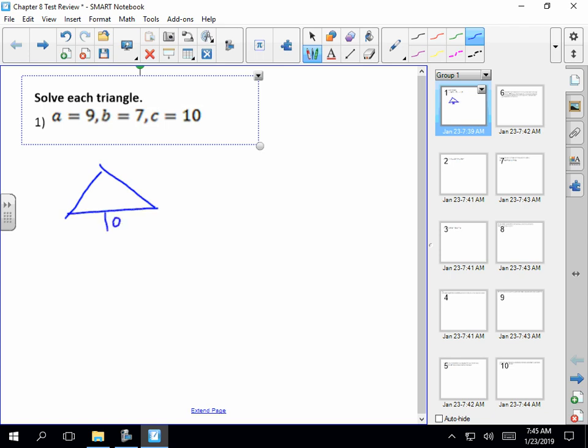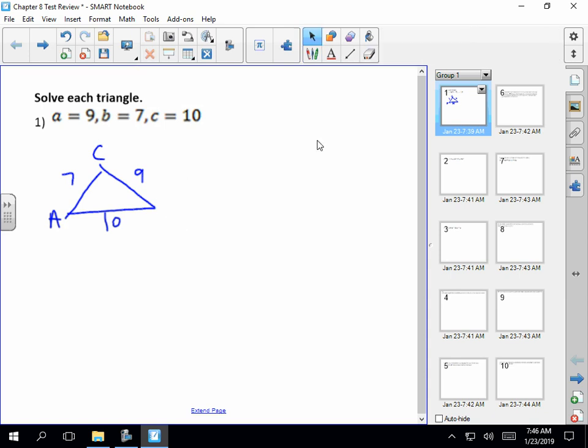So we could label this 10, 9, 7. Here's A. A we'll put over here, C right here, and B over here, so that the angles are opposite their side lengths. Since all three sides are given, we're going to use law of cosines. Use law of cosines when we have this side scenario to find one of the angles. So we can just choose one to find.